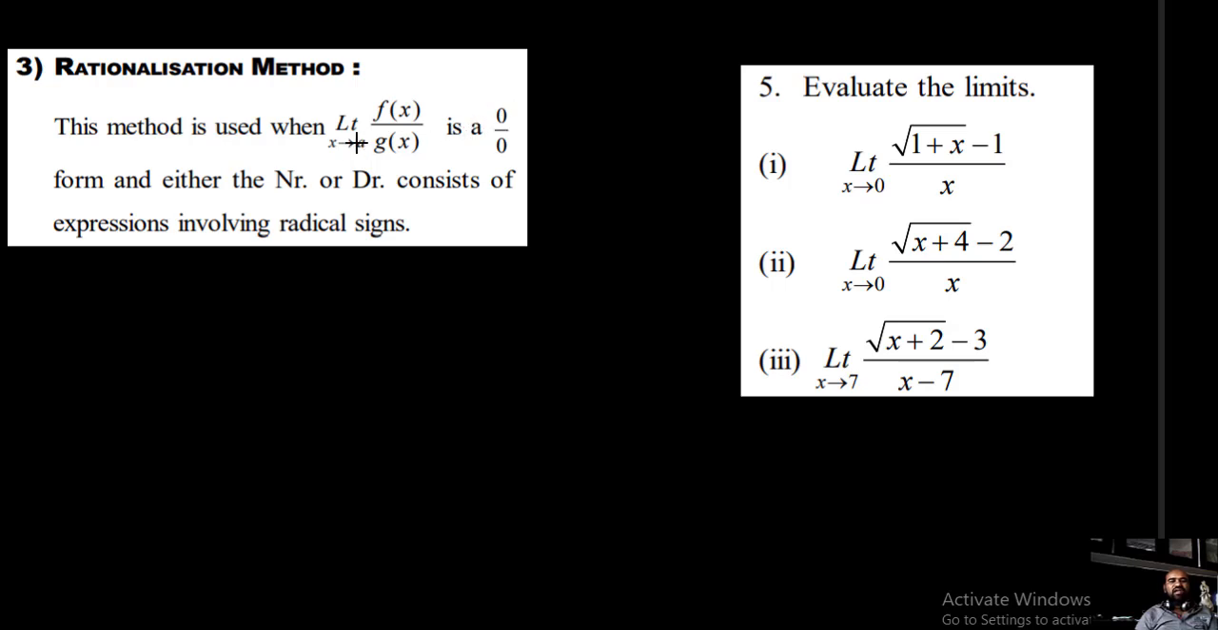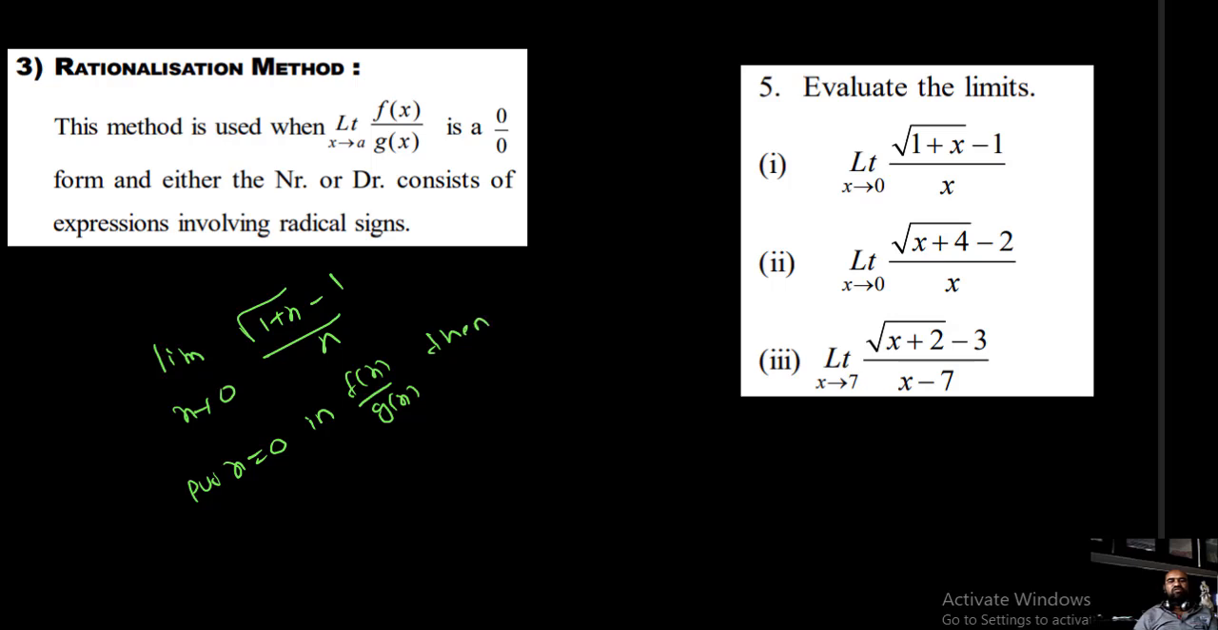is an indeterminate form. Okay, so for example here we want to find the limiting value of root over 1 plus x minus 1 by x, where x is tending to 0. Put x equal to 0 in f of x by g of x. So then we get 0 by 0 form. So directly you can't find the limit by using the substitution method.